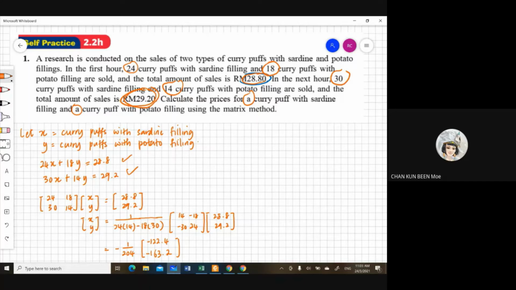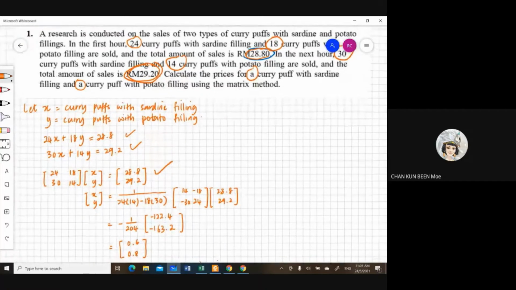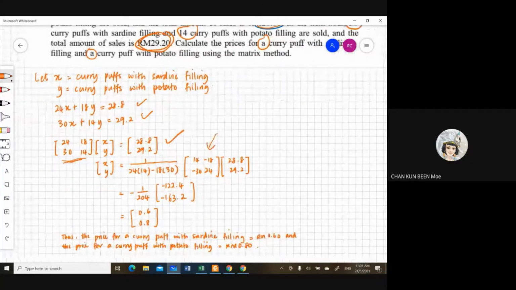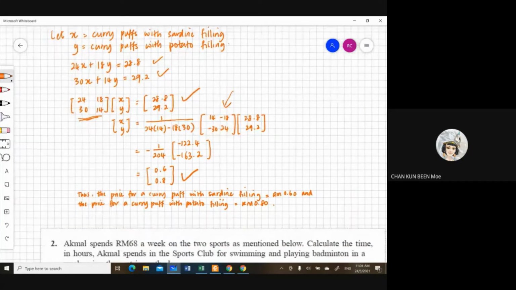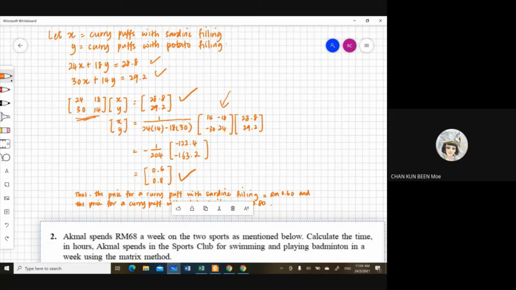Okay, just convert it into the matrix form. So this is the matrix form, and then to find out the value of y, you are going to inverse the first matrix over here. It becomes 1 over 24 times 14 minus 18 times 30, and then this one change it into a negative d negative c b, and you multiply by 28.8 times 29.2 over here. So lastly, you will get the answer 0.6 and 0.8. Check your answer. Then lastly, you just answer the question. The price for a curry puff with sardine filling is equal to 60 cents and the curry puff with potato filling is equal to 80 cents.